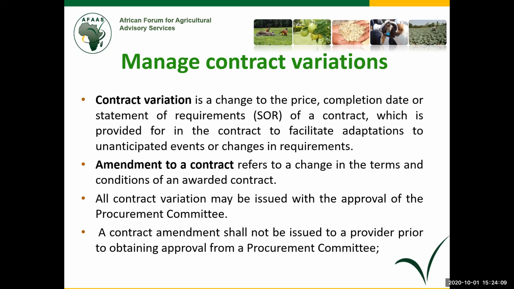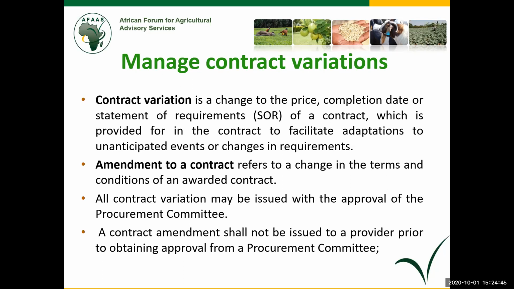A change in the terms and conditions of an awarded contract is an amendment. For example, I am not adjusting anything to price, but I am saying amending to extend time. So it is a no-cost extension. I have amended the contract, but does not cause any change. All contract variations must be issued with the approval of the Procurement Awards Committee. And contract amendments shall not be issued to a provider prior to obtaining approval from the Procurement Awards Committee.